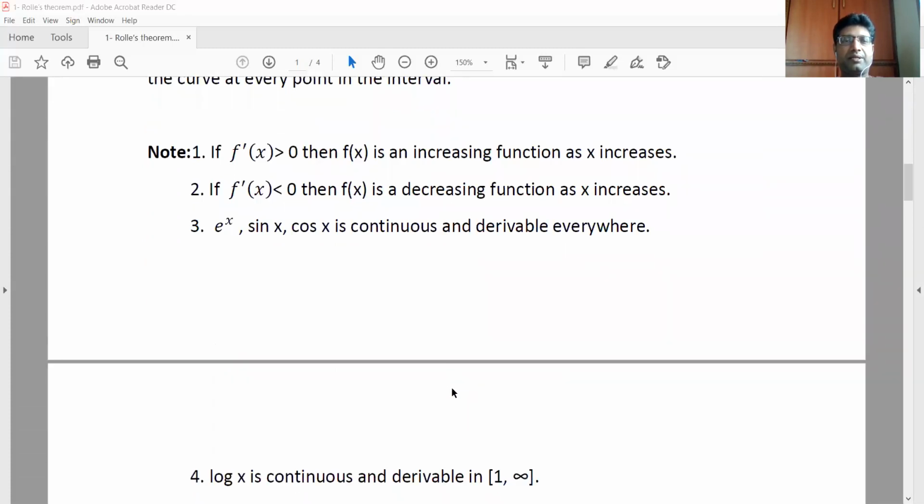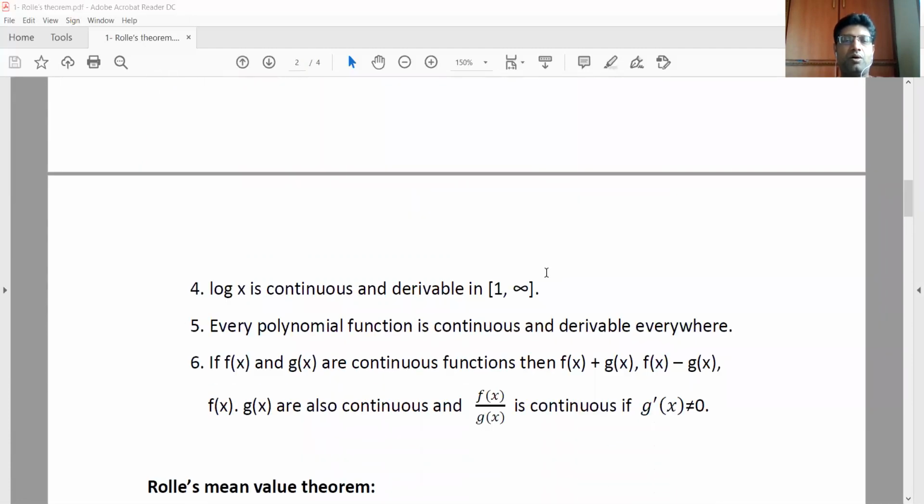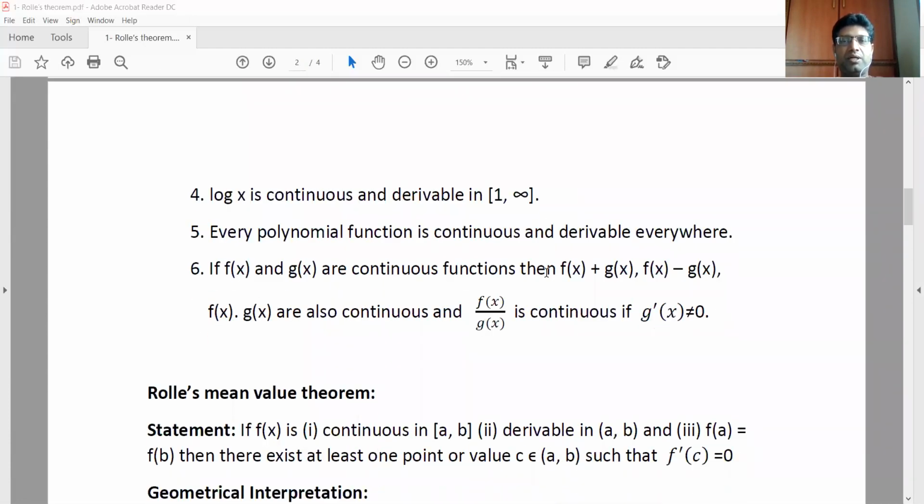Some notes are here. If f dash of x is greater than 0, then f(x) is an increasing function as x increases. Similarly, if f dash of x is less than 0, then f(x) is a decreasing function as x increases. Generally, e power x, sin x, cos x are continuous and derivable everywhere. Log x is continuous and derivable in the interval [1, 8). Every polynomial function is continuous and derivable everywhere.